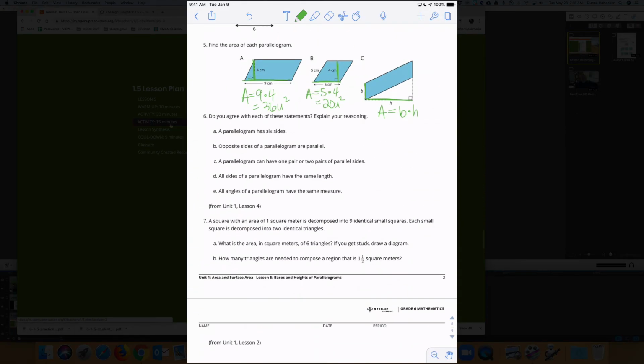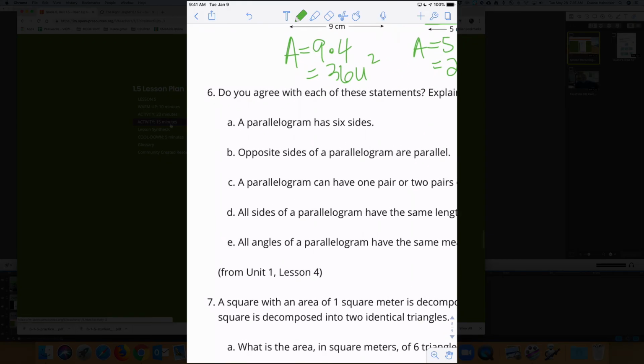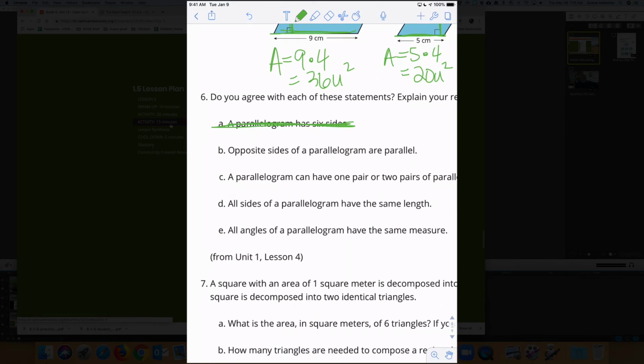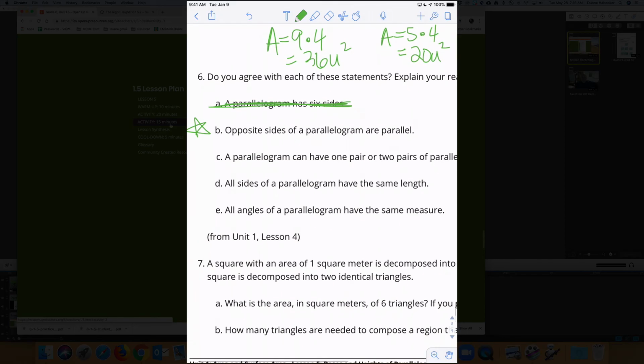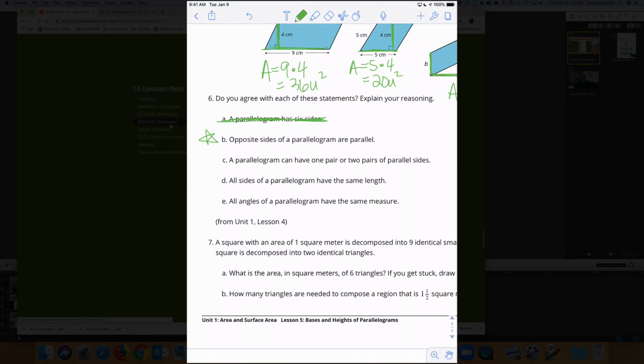All right, number 6. Do you agree with each of these statements? Explain your reasoning. Parallelogram has 6 sides? Nope. Opposite sides of a parallelogram are parallel? Yep. A parallelogram can have 1 pair or 2 pairs of parallel sides? No. It's got to have 2. It's got to have 2. So that is not a true statement.